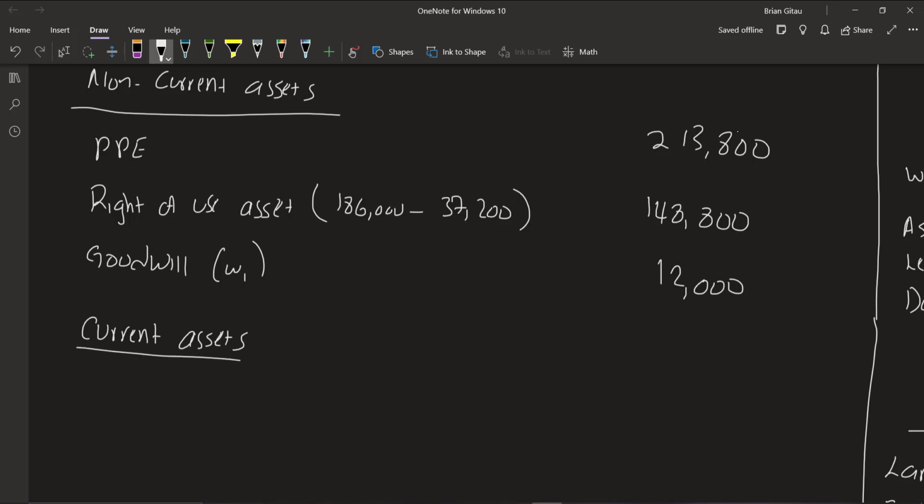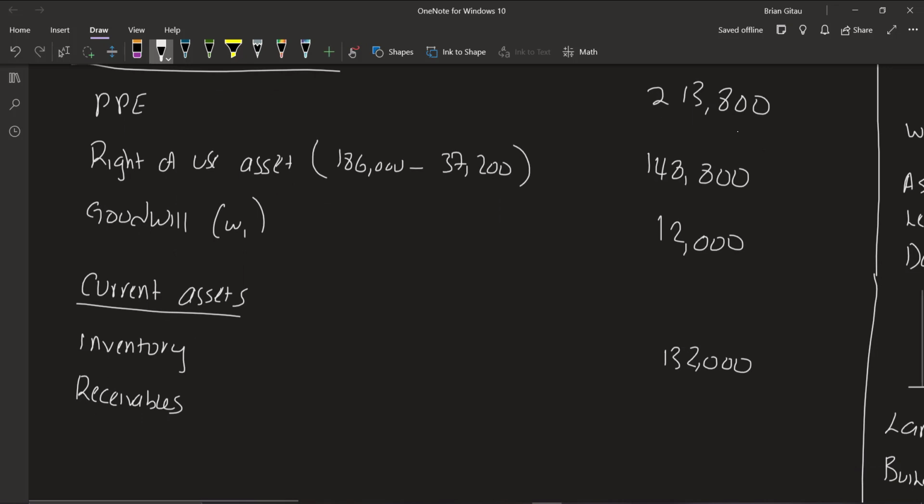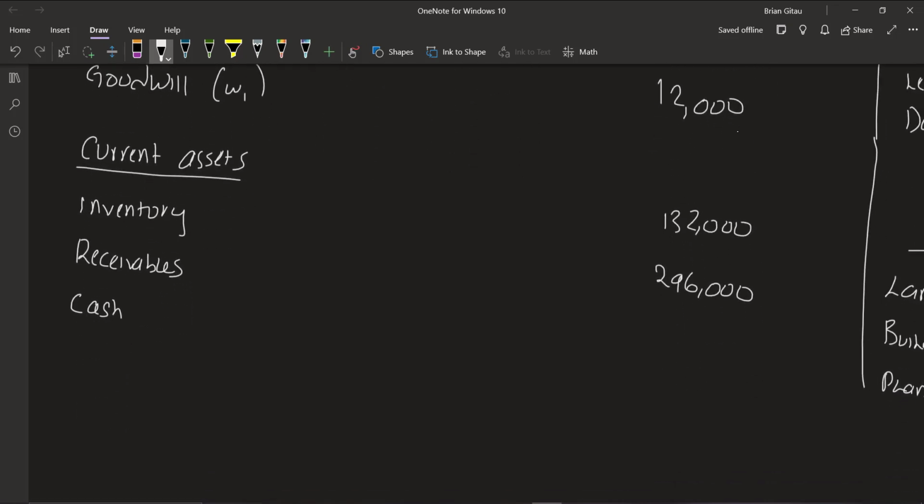Current assets, we have inventory. Get the figure for closing inventory, which was 132,000. Next we have trade receivables. Trade receivables given in the trial balance was 296,000. Next we have cash. The balance for cash was 80,740. That's it.